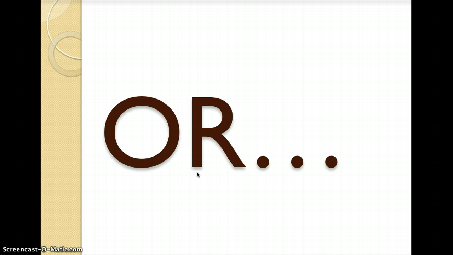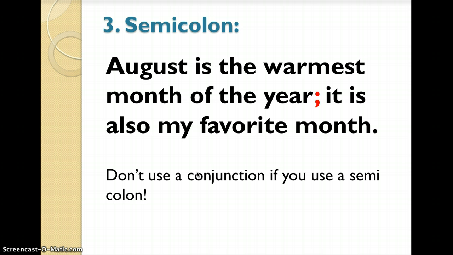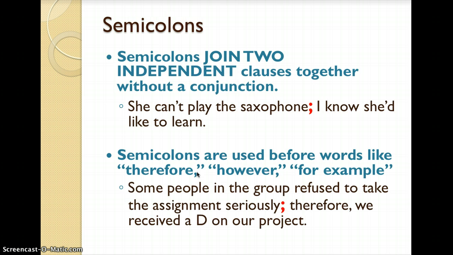Or, finally, you can use a semicolon. So the main purpose of a semicolon is to join 2 independent sentences together. August is the warmest month of the year, semicolon. It is also my favorite month. Don't use a conjunction if you use a semicolon. So the point here for semicolons is that they join 2 independent clauses together without a conjunction. She can't play the saxophone, semicolon. I know she'd like to learn.